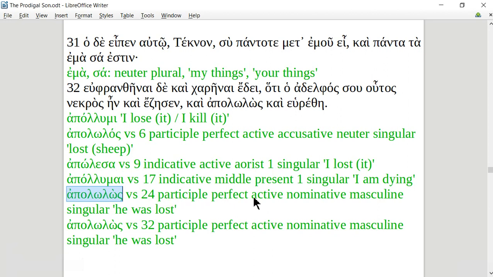Apollolos, verse 24, participle, present, active, nominative, masculine, singular. He was lost, the son. And again it's repeated in verse 32. He was lost.